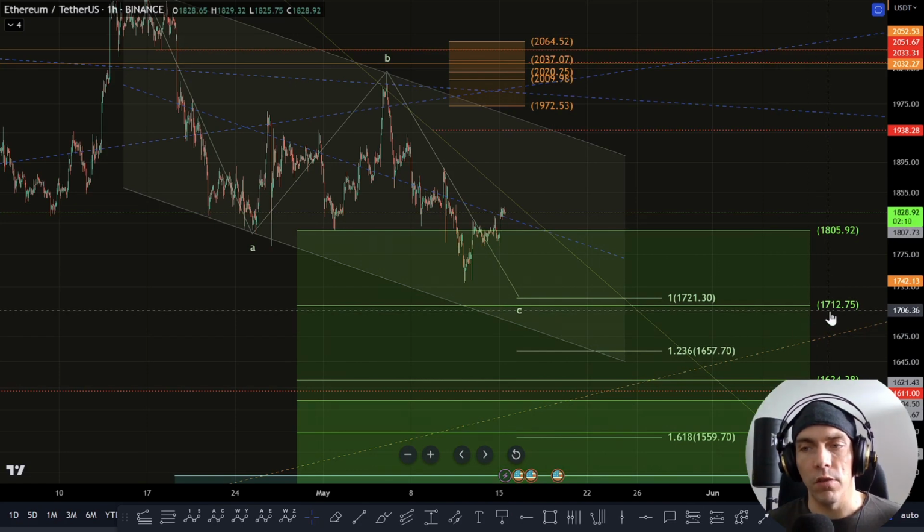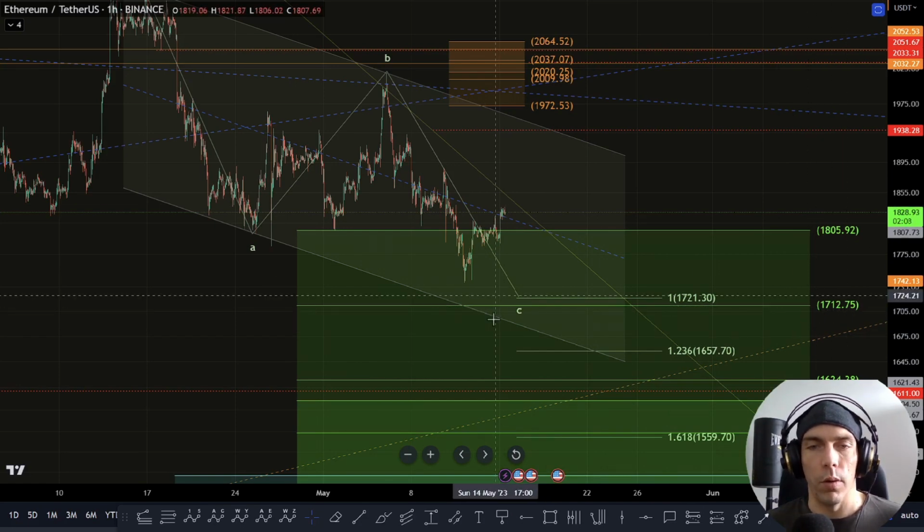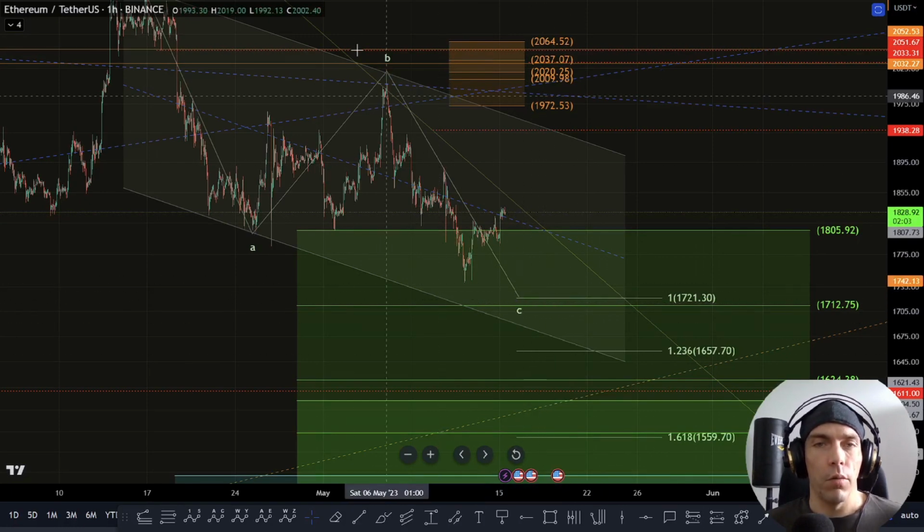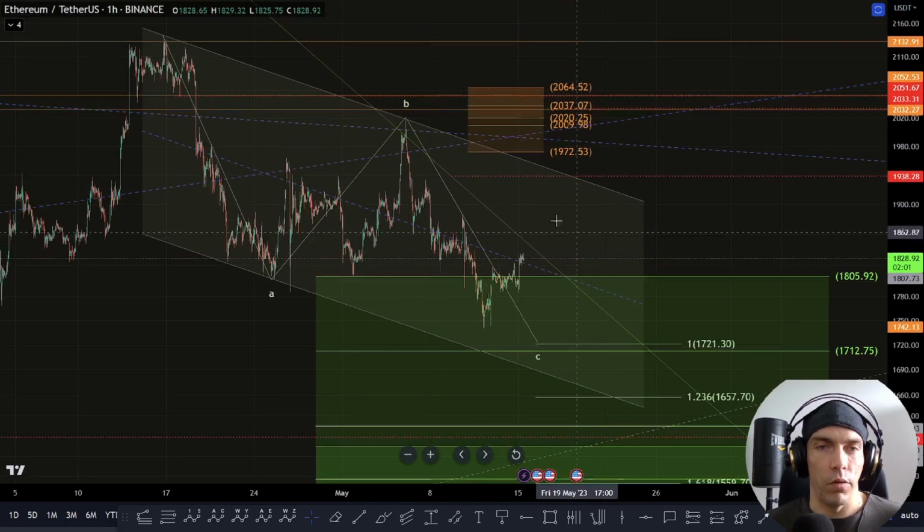We also have the 50% retracement, which is sitting here at this 1712 area. So there would be quite a few areas of confluence towards this zone here, and we're looking for that potential that this is a C wave to the downside.